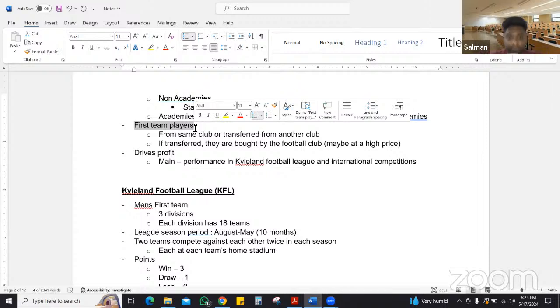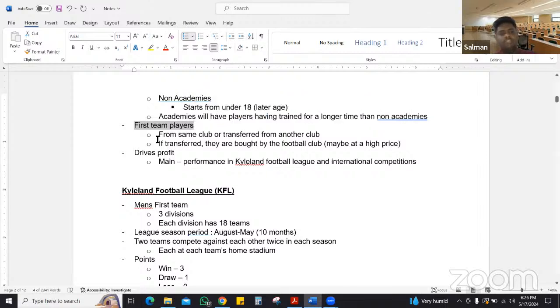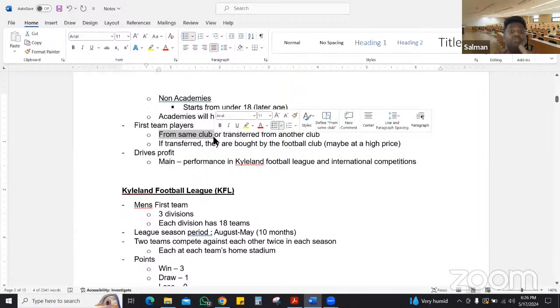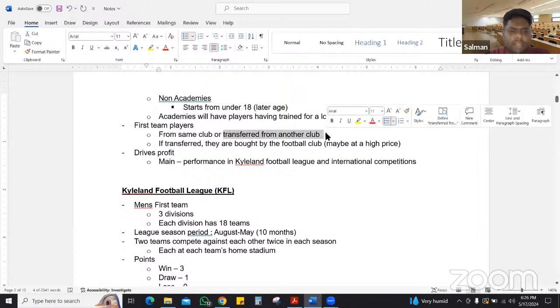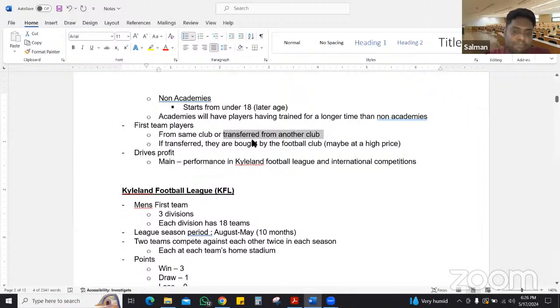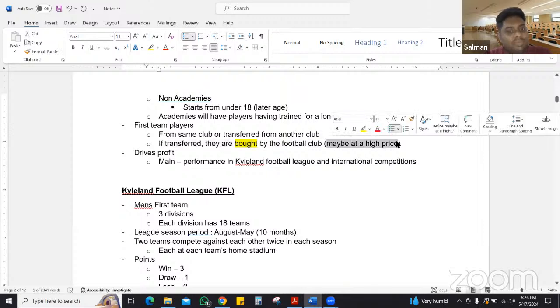From where do they get these players? They might get them from the same club. We discussed that from academies, they can be promoted to the first team, or else they can be promoted from under 18 to second team to the first team. So from the same club they can be promoted, or they can also transfer from other clubs. These professional clubs buy players and also sell players. If transferred, they are bought by the football club, normally at a higher price. A club will be willing to sell their players if the player's performance is not good, or else the other club provided a very high price.